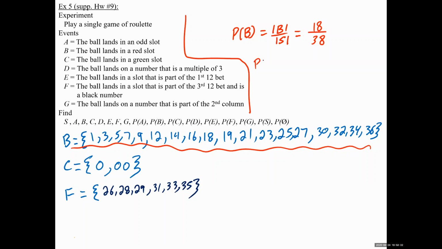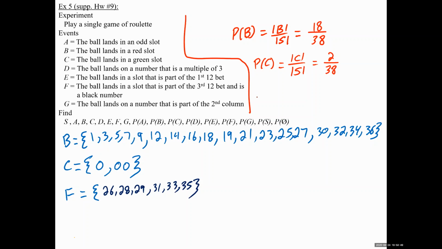Okay, probability of C is absolute value of C over absolute value of S. All right, what's the answer? 2 over 38. Yeah, you just count 2 things in here, 38 things in the sample space.